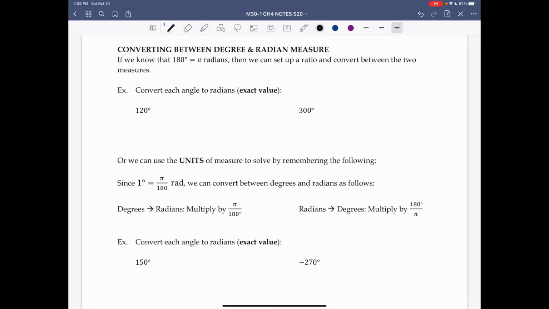We want to know how many radians is 120 degrees, so x radians on the bottom is equal to, our second ratio comes from up here where we said 180 degrees equals pi radians. In this case, I want degrees on top, 180 degrees, and radians on bottom. Next, we cross multiply and divide. We want exact values, so we're not going to calculate anything. We're just going to go 120 degrees times pi divided by 180 degrees, and then we want to simplify.